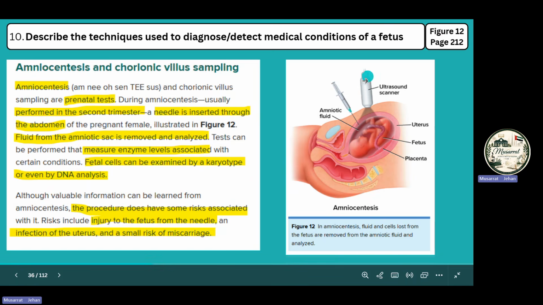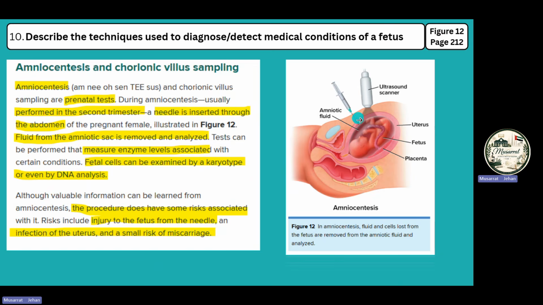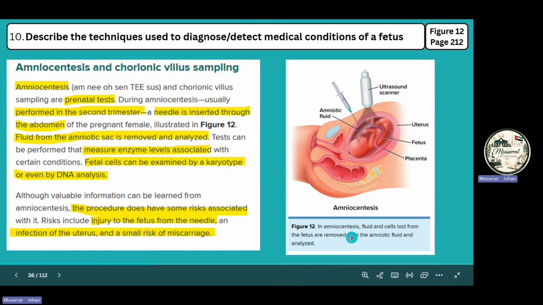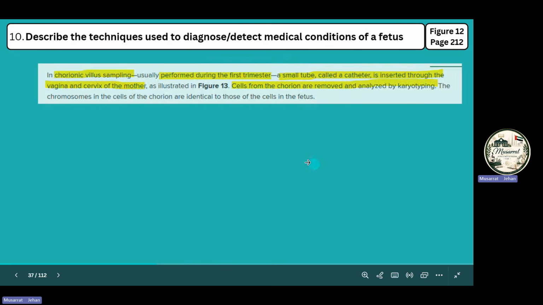So this is ultrasound. We use this scanner, and this is how fluid is removed from the amniotic sac in amniocentesis. So this is what you have to remember here.